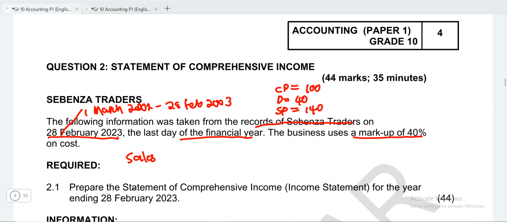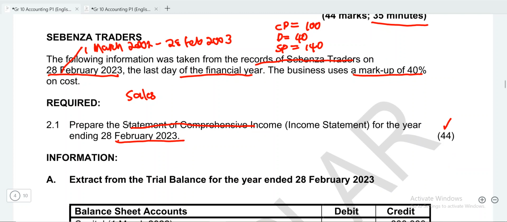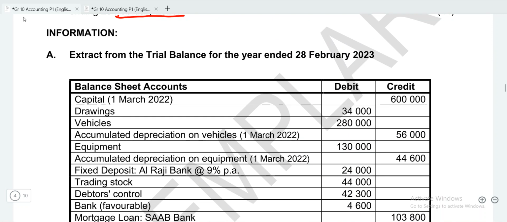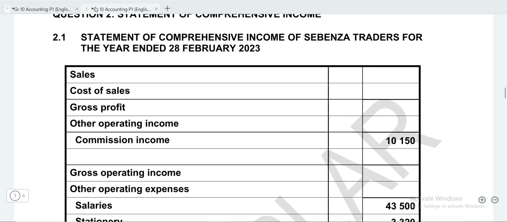Now here they say that we need to prepare the statement of comprehensive income for the year ended 28 February 2023, and this question amounts to 44 marks, which is supposed to be done in 35 minutes. Very important for us to manage our time very wisely. But because I'm a teacher explaining to you, I might take a little bit longer than what they required. Okay, so when you do your income statement, you must remember the format is very important in accounting, guys. You must remember the format.